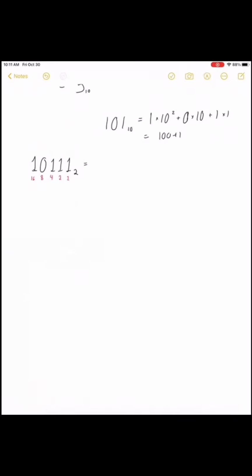So once you annotate it with these numbers below it, and this just helps me to not make mistakes, we can just go ahead and expand it out. And you can expand it out from left to right or right to left. It doesn't matter. But the first one, we know we have 1 times 16 plus 0 times 8 plus 1 times 4 plus 1 times 2 plus 1 times 1. So 16 plus 4 is 20, plus 2 plus 1 is 3, so we get 23 in base 10.